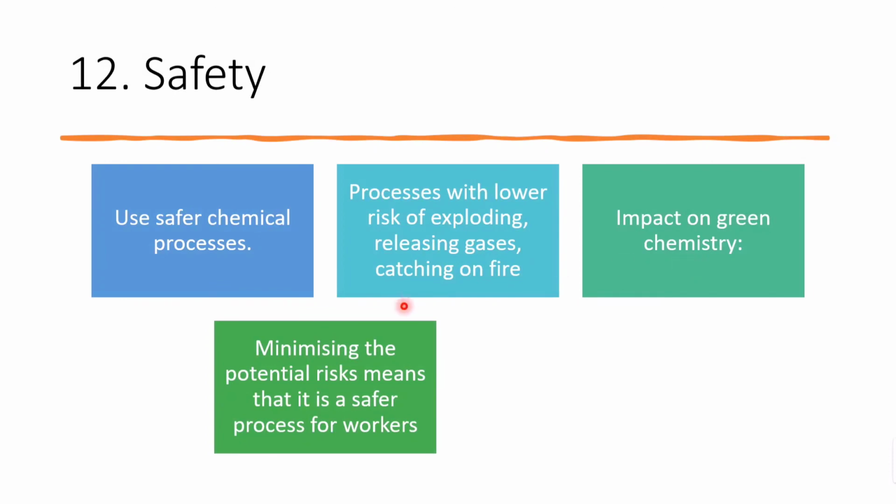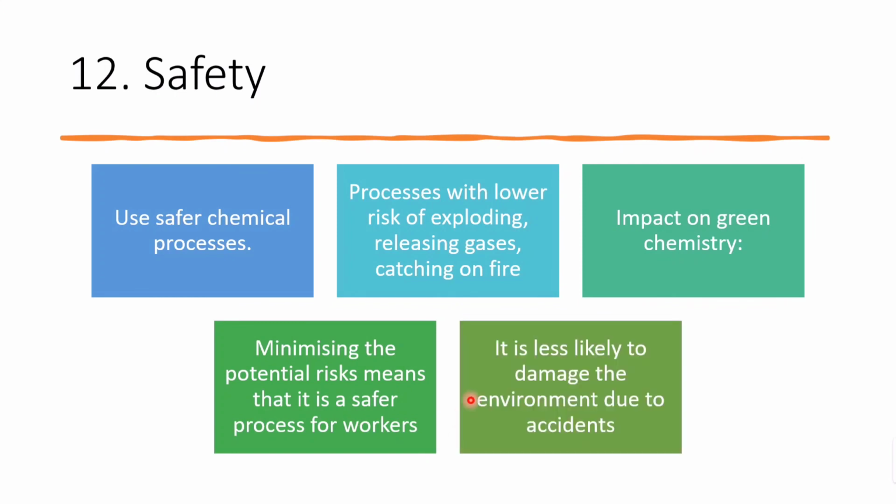So minimizing the potential risks means that it's safer for the workers who are conducting this chemical process. It is also less likely to damage the environment due to accidents. So if gases were released by accident due to an explosion or releasing harmful gases, it will introduce these chemicals to the environment, which will harm it. So we're being more environmentally friendly by reducing the risk of damage to the environment.